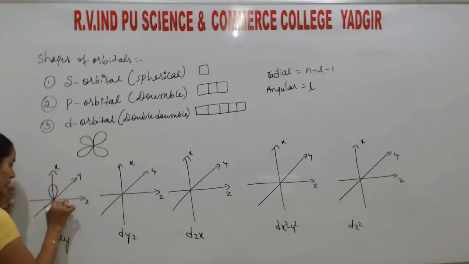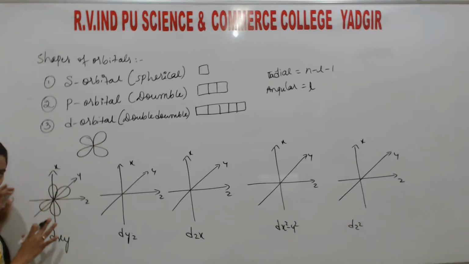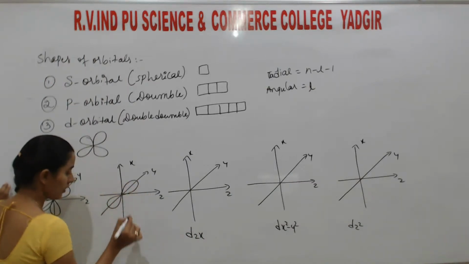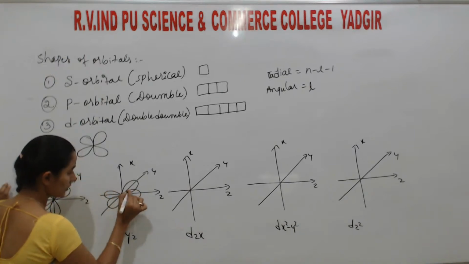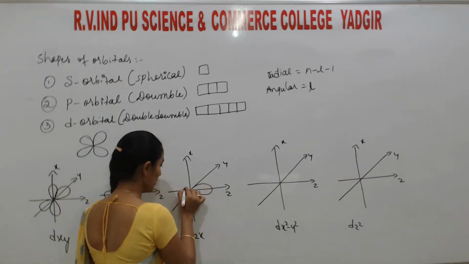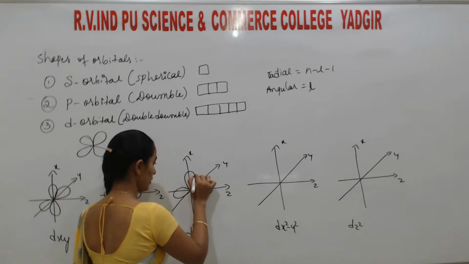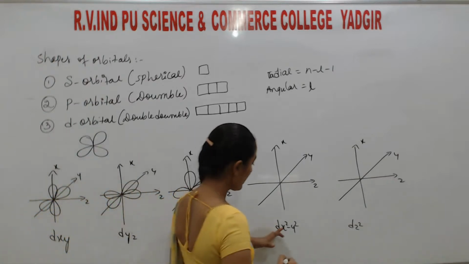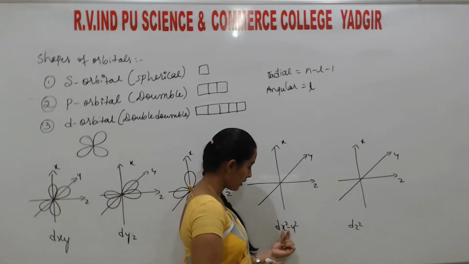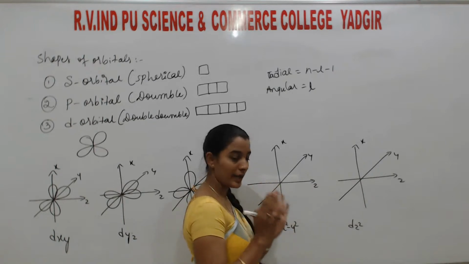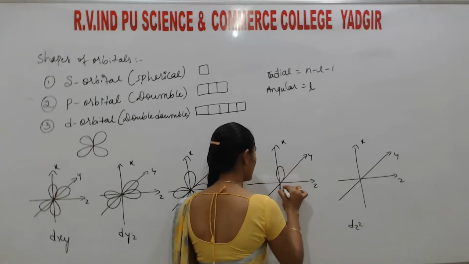So one dumbbell is in the x plane, another one is in the y plane. Double dumbbell. So here yz. So one is in y, another one is in what? Z. Correct? Next here zx. One is in z, another one is in x. Correct? Next here x square minus y square. Remember here. So x square means x into x. Both the lobes are present in the x plane only. Like this.